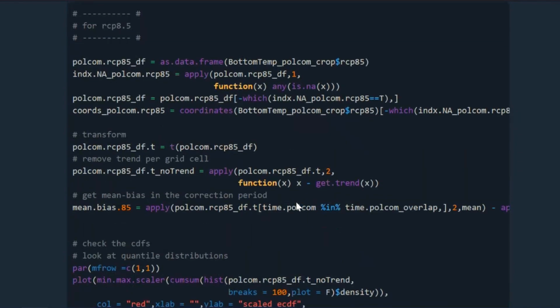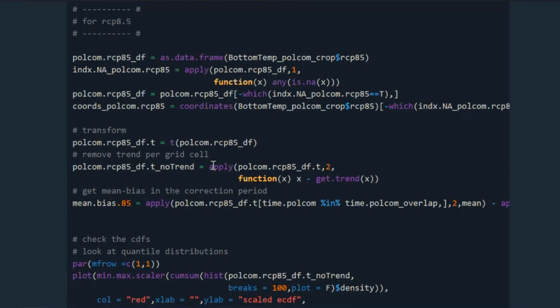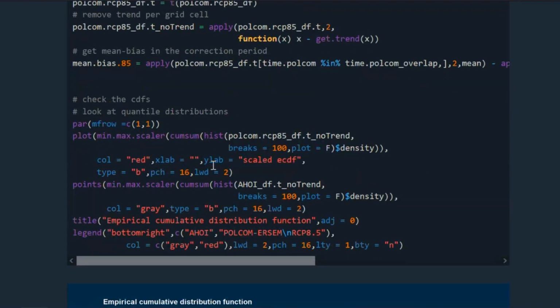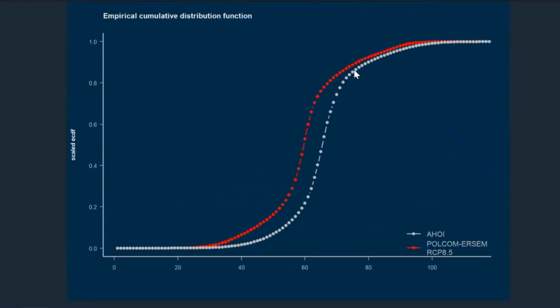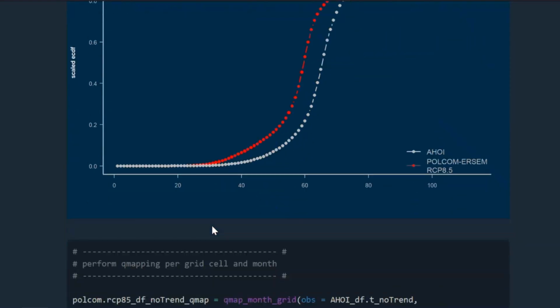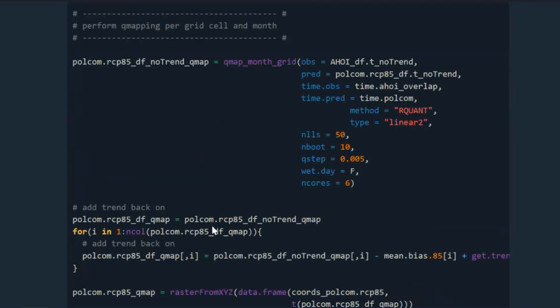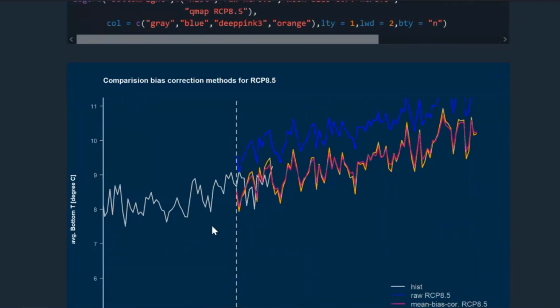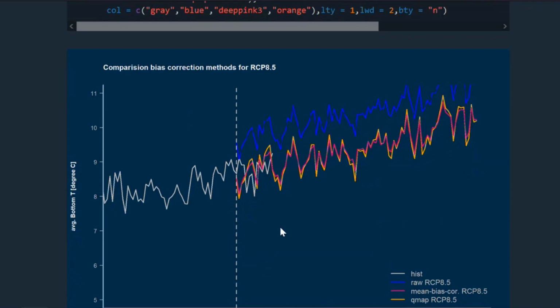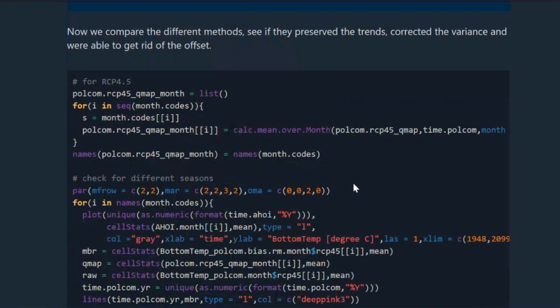And we also do the same steps on the RCP-85 scenario. And this also has a similar ECDF. Again, we look at it, perform the quantile mapping, and get time series out of it. And as you see here, it's the same. The variance of the quantile mapping is a bit different than the mean bias correction, but the mean bias is correctly removed, and also the trend is preserved nicely.